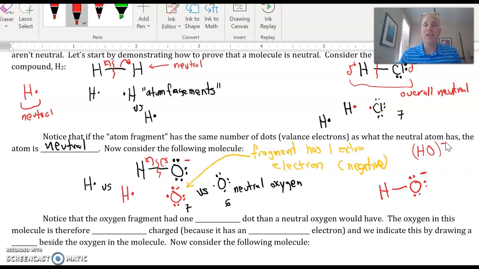And the name of these types of molecules that have a charge is what's called a polyatomic ion. Polyatomic because there's more than one atom, and ion because it's not neutral, it has a charge.